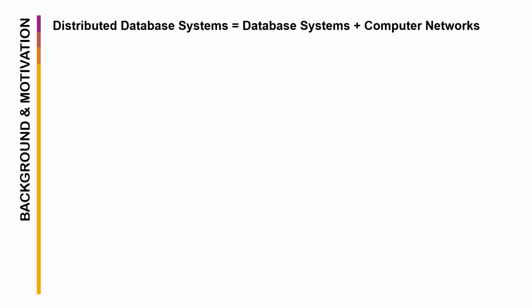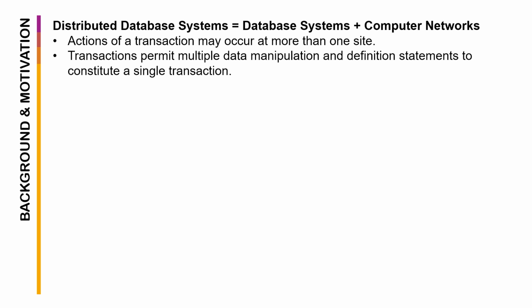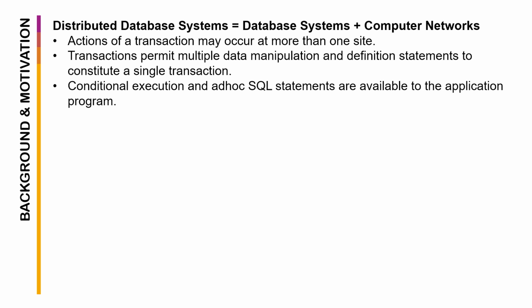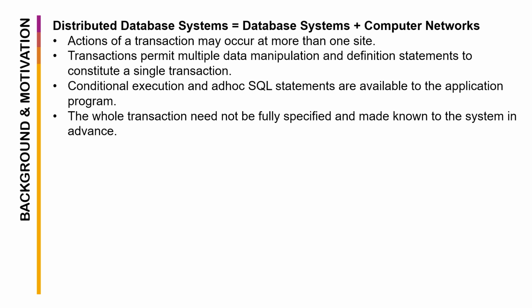So just to recap, a distributed database system is the combination of database systems and computer network technologies, where it forms an integrated collection of physically distributed, logically interrelated databases across sites in a computer network. In a distributed database system, actions of a transaction may occur at more than one site. Transactions permit multiple data manipulation and definition statements to constitute a single transaction. Conditional execution and ad hoc SQL statements are available to the application program, and the whole transaction need not be fully specified and made known to the system in advance.